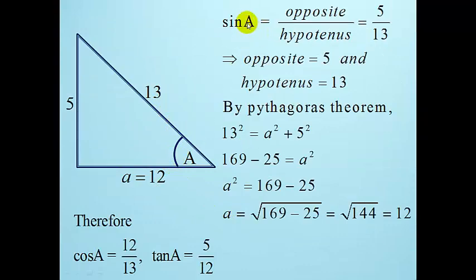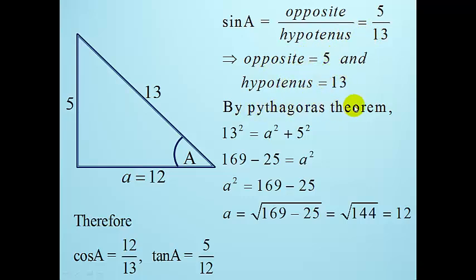From the question, we were given sine A to be equal to 5/13. Now you know that sine is the same as SOH. And when we say SOH, we mean opposite over hypotenuse. So sine A equals opposite over hypotenuse. Now from the question, sine A is equal to 5/13. That means that the opposite side is 5 and the hypotenuse is 13.